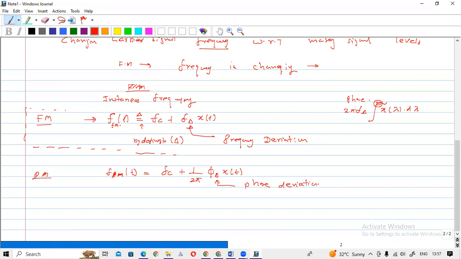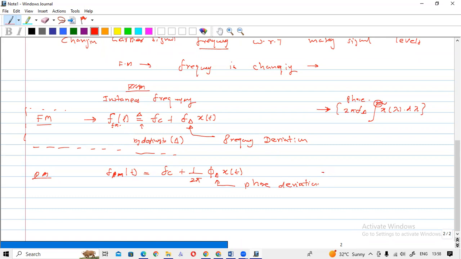Okay, and this is the phase for the frequency modulated signal. Actually, we are changing this one. In phase modulation and frequency modulation also, we are changing the phase. You can see it. I will tell you. And for phase modulation, the video is uploaded.